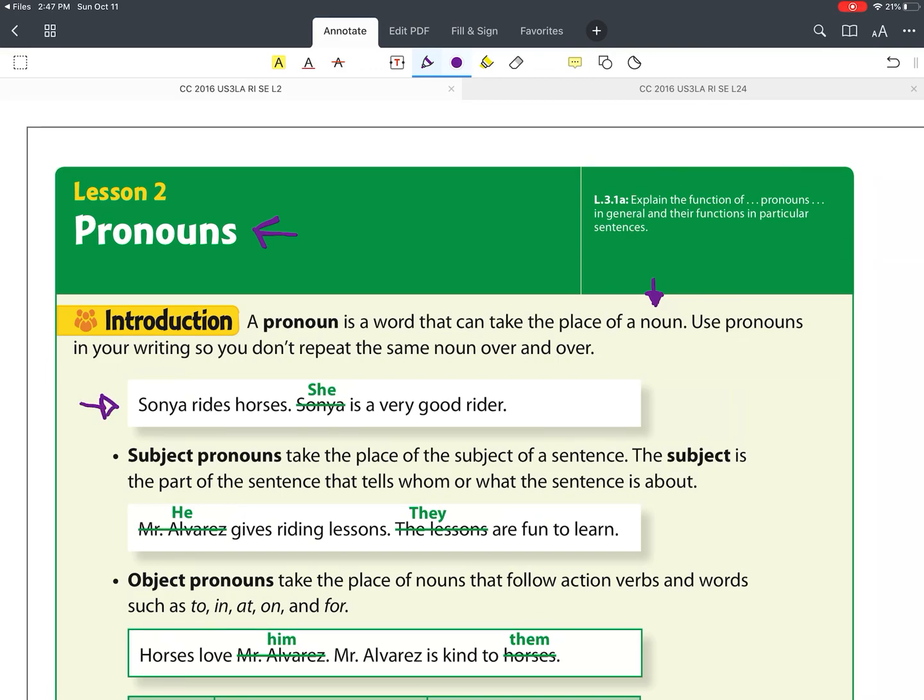For instance, let's look at the sentence, Sonia rides horses. Sonia is a very good rider. Sometimes we don't want to use someone's name, a proper noun, over and over again. It gets boring. Sonia rides horses. Sonia is a very good rider. Sonia went to the stables. Sonia mucked out the stable. Yeah, that's boring. We don't want that. We like to mix it up.